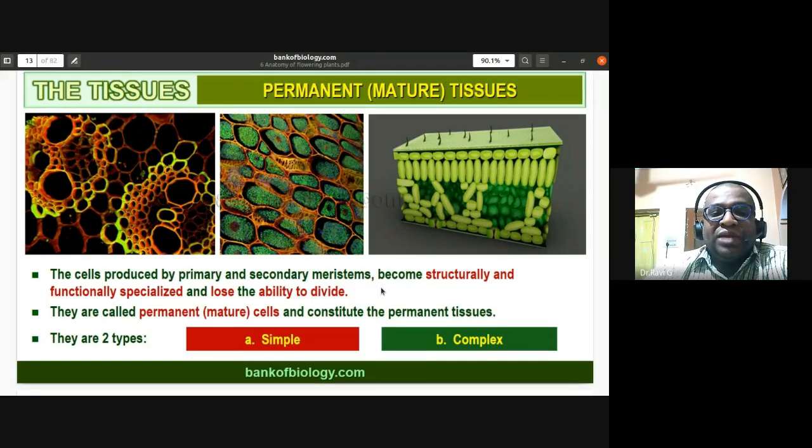So they are called permanent cells or mature cells, and they constitute the permanent tissues. They are obtained from the primary and secondary meristems, which have become structurally and functionally specialized, and they lose their ability to undergo cell division. The cells in the permanent tissues we call permanent cells, and they constitute permanent tissues.